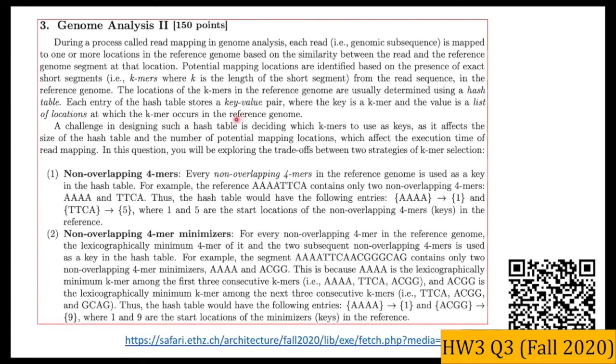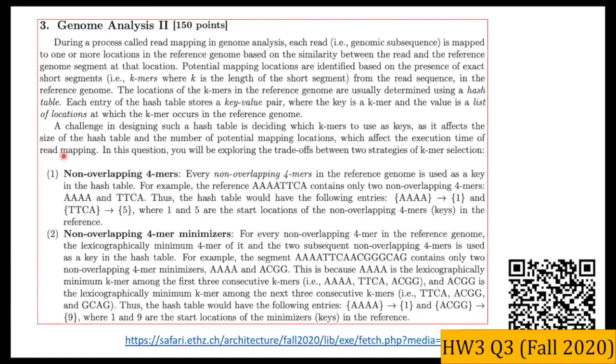So I hope this is clear until now. The challenge in designing such a hash table is deciding which k-mer or k-mers to use as keys, as it affects the size of the hash table and the number of potential mapping locations, which affect the execution time of read mapping. So basically, if we have more k-mers stored in the hash table, then we will spend more time. If we have more locations stored in the hash table for each k-mer, then we have more work to do.